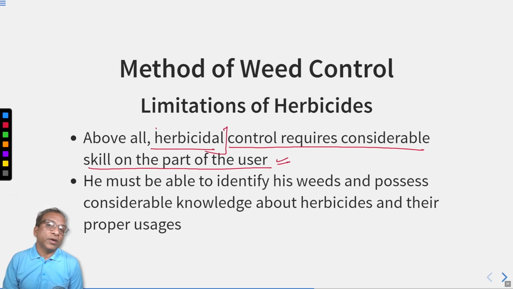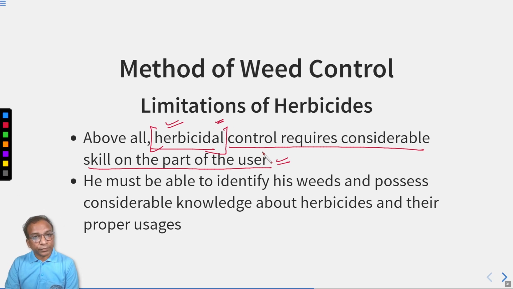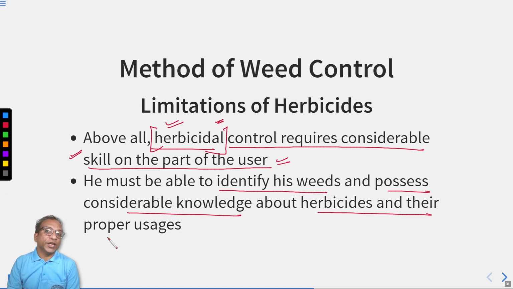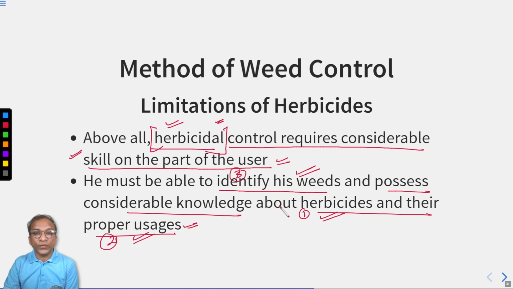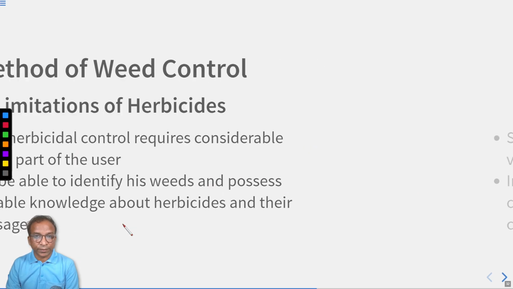Above all, herbicidal control requires a considerable skill on the part of the user. When you are using these herbicides, you must be skilled in how to use them. He must be able to identify his weeds and possess considerable knowledge about the herbicides and their proper usage. So identification of weeds, knowledge of the herbicides, and how to use that herbicide, this you must know before using any herbicide.